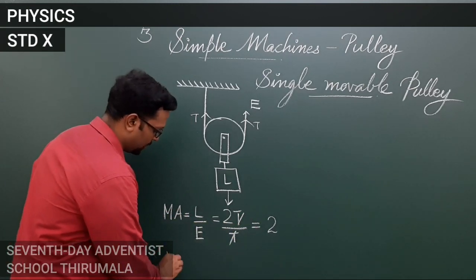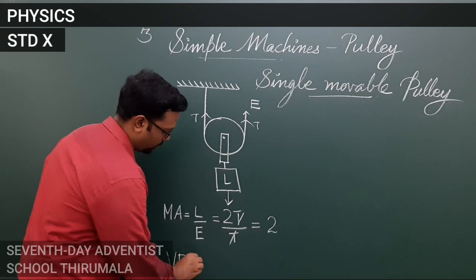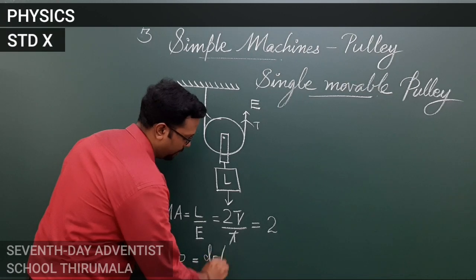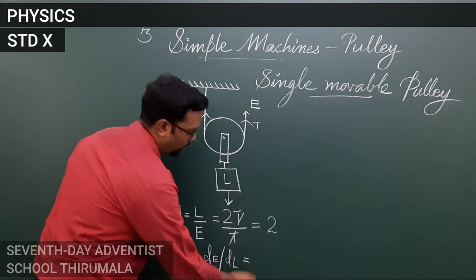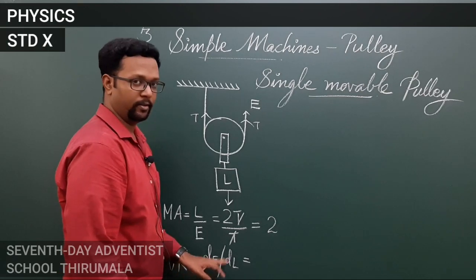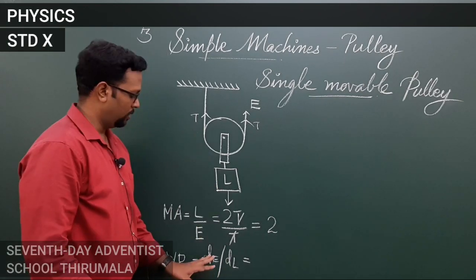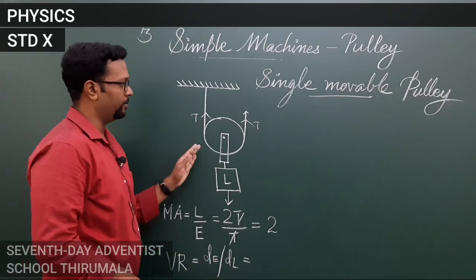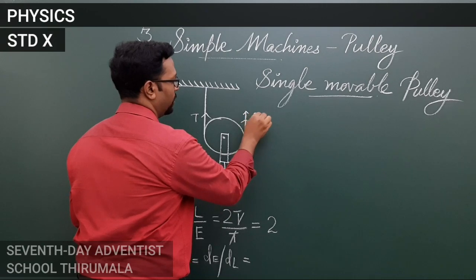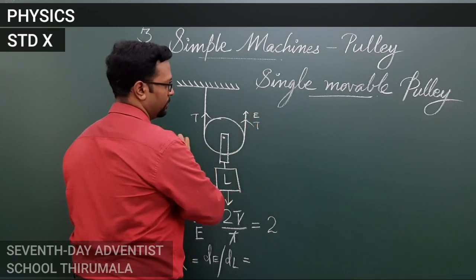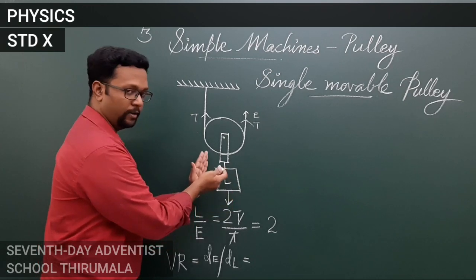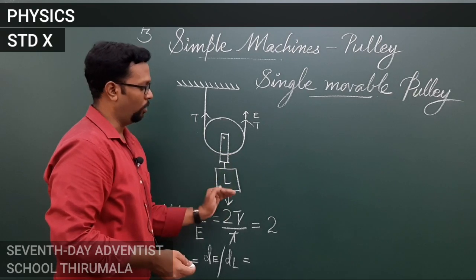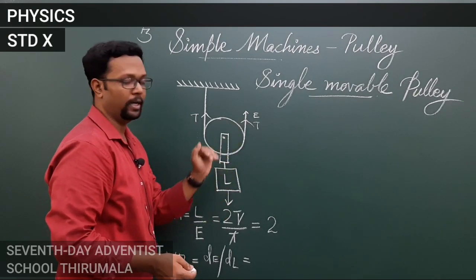When it comes to velocity ratio, it is equal to distance travelled by effort divided by distance travelled by load, or displacement of effort divided by displacement of load. When the effort moves in the upward direction, the load also moves along with it half the distance moved by the effort. The load moves only half the distance moved by the effort.